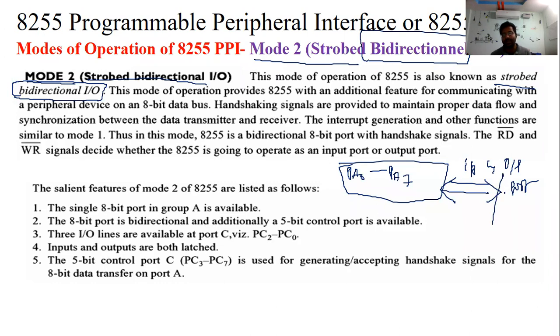So the same input output device connected to it will work as both input as well as output, for example a printer. Printer comes with a scanner. Scanner is the input device.